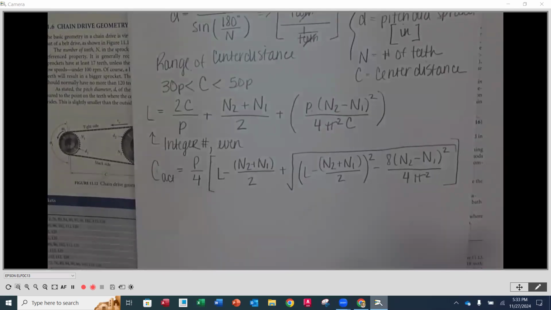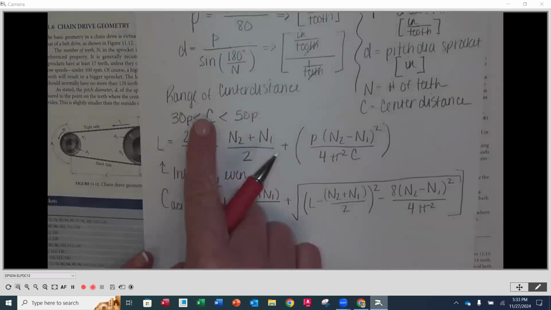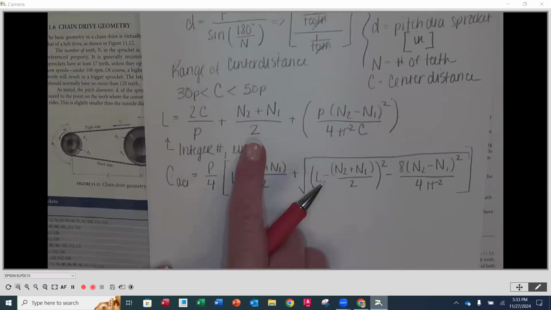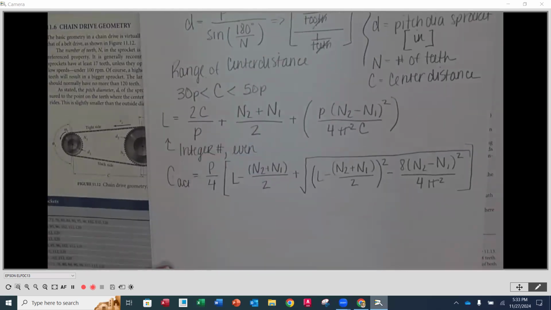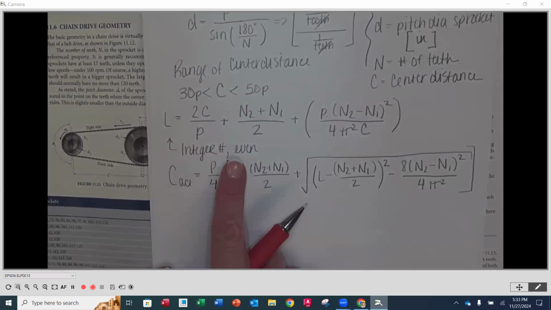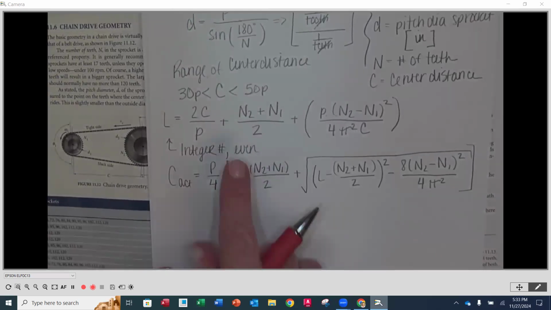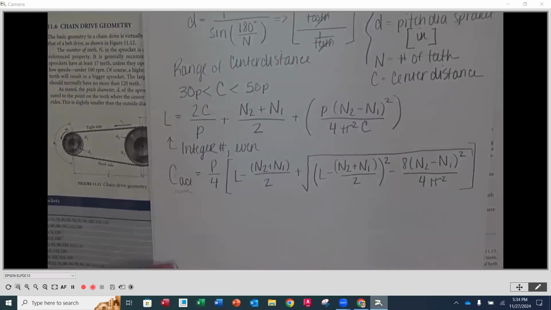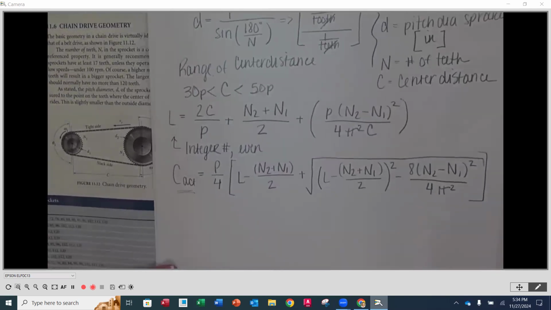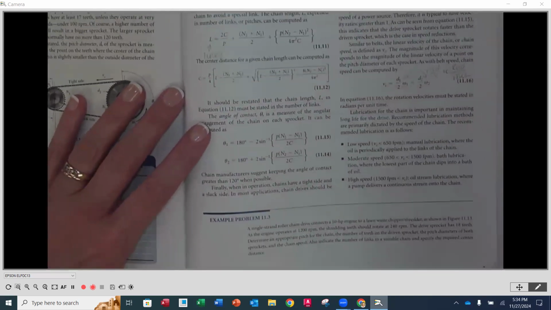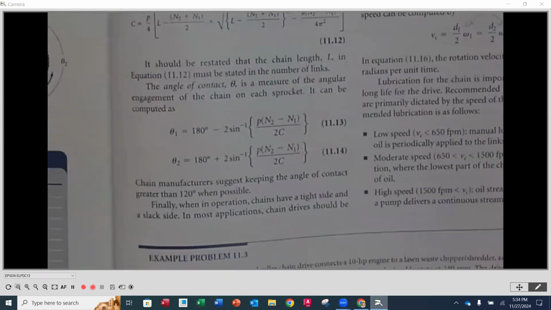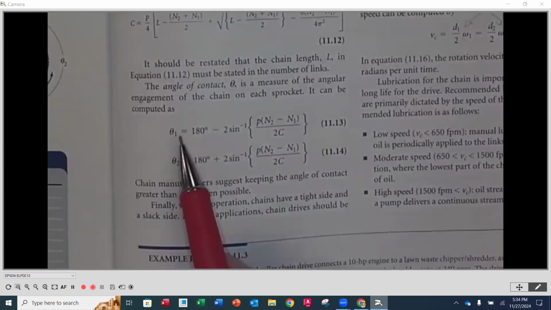So that's our actual center distance. Again, we would pick a design in our range. We would base our number of links on that trial center distance. We would find the even integer number of links based on that equation, and then use that to get our actual center distance. This would be the final one, if you would. And then the next two that we see here are going to be the angle of wrap, or angle of contact.